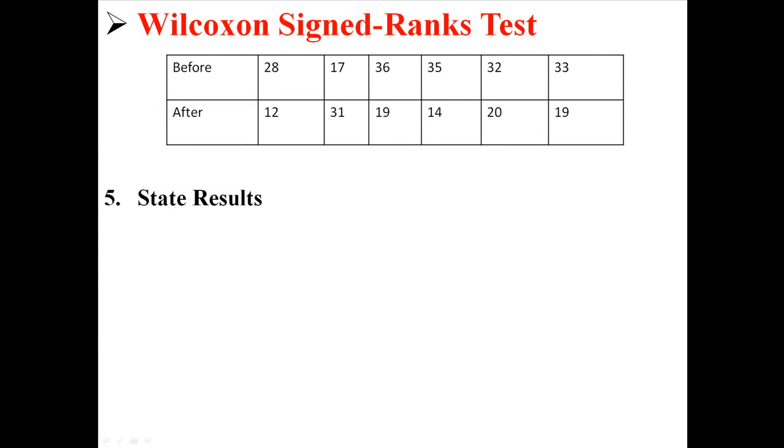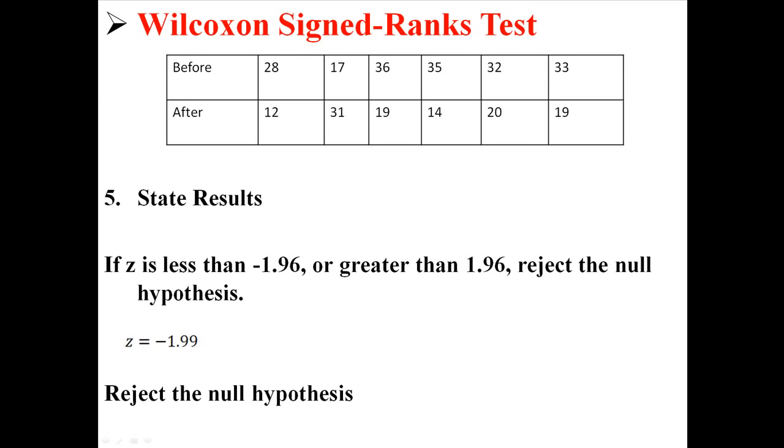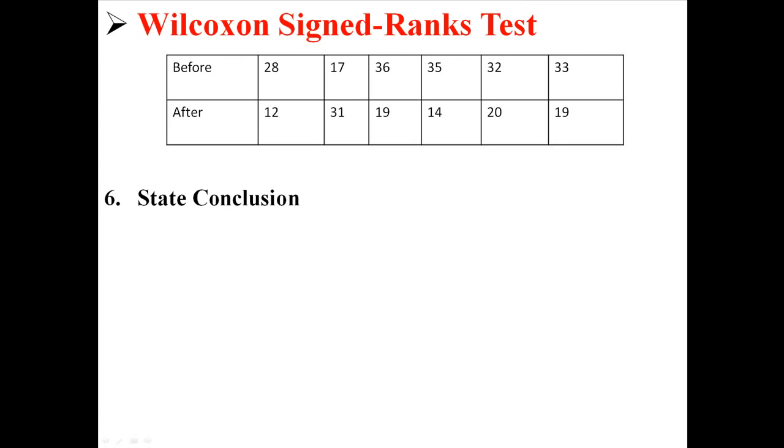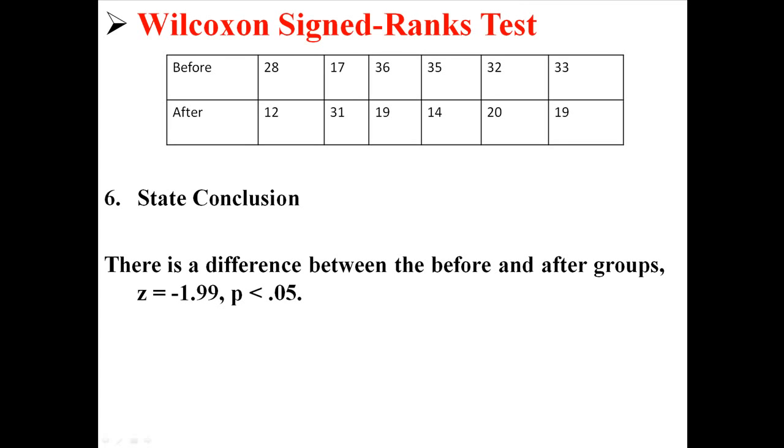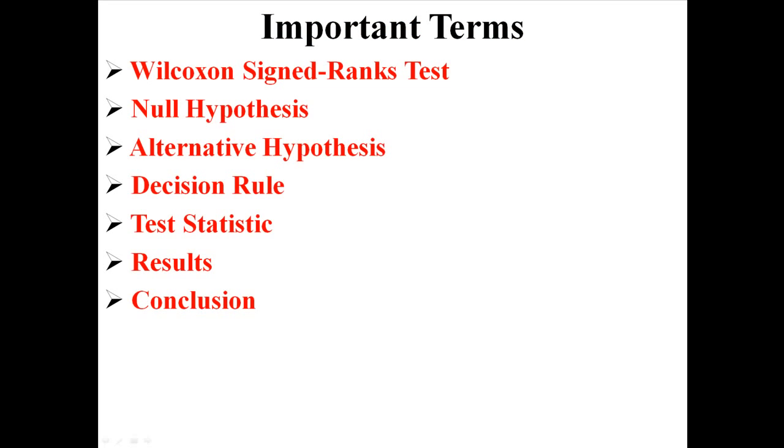So now we can go to our results. Remember, we were going to reject if we had a z less than negative 1.96 or greater than positive 1.96, and we had a z of negative 1.99. That's just less than negative 1.96, so that means we can reject the null hypothesis. And we're going to conclude that there is a difference between the before and after groups using a Wilcoxon signed ranks test.